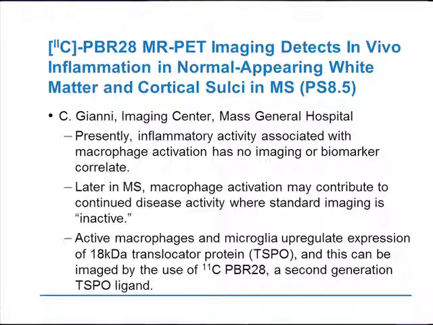So one of the things we may see is that later in MS, macrophage activation may contribute to continued disease activity. And standard imaging may not show that. So maybe this is a window into some of the inflammatory activity later in disease. We know that active macrophages and microglia upregulate expression of a translocator protein, TSPO. And this can actually be imaged using a ligand. So this is what they utilized for this PET imaging study.